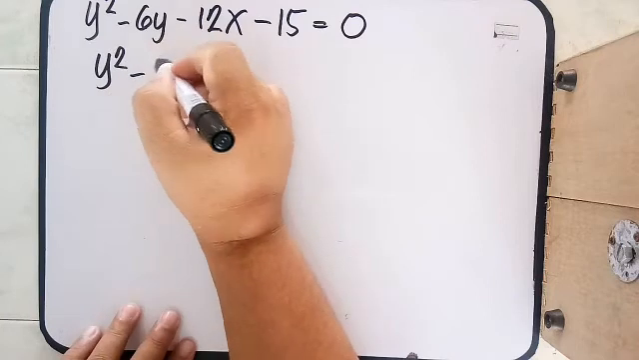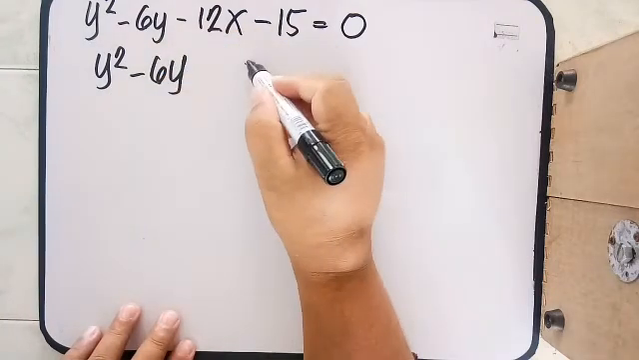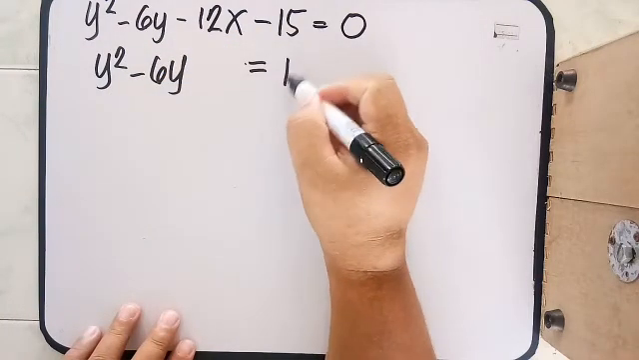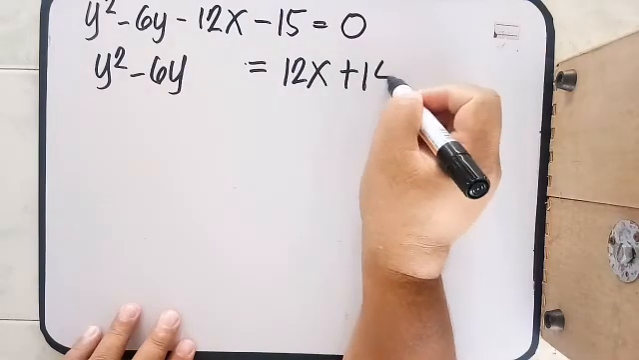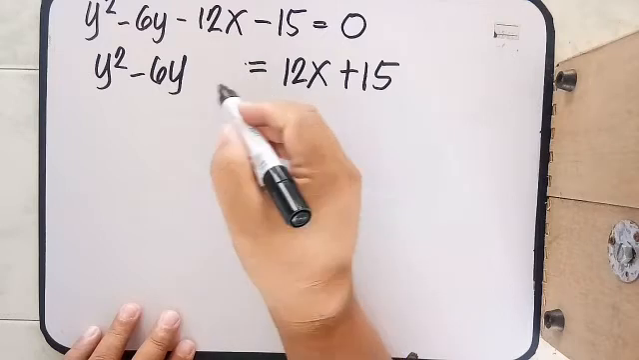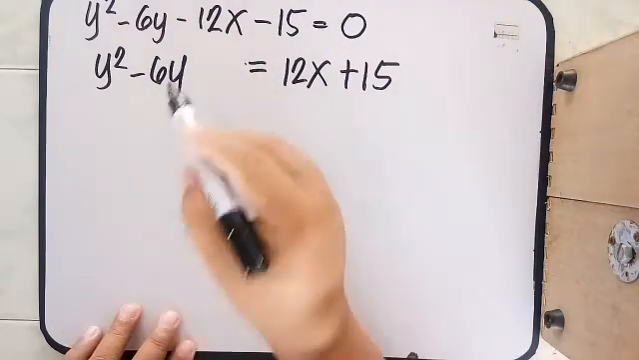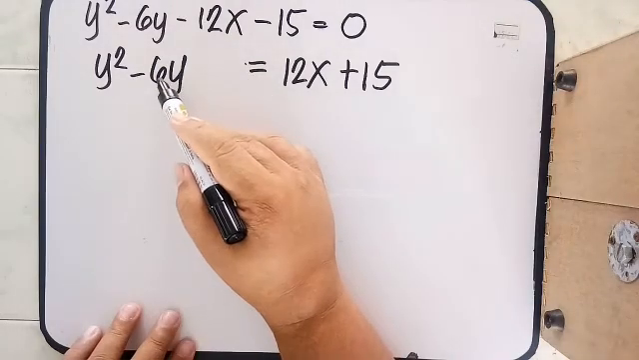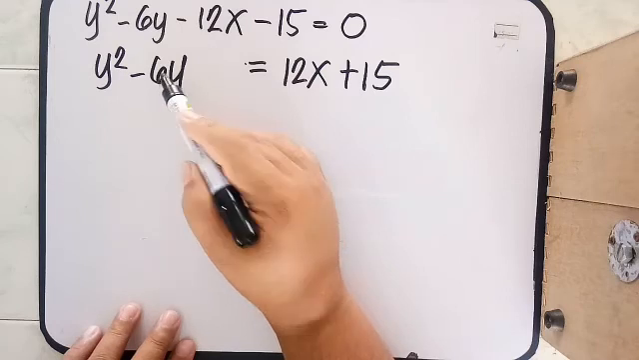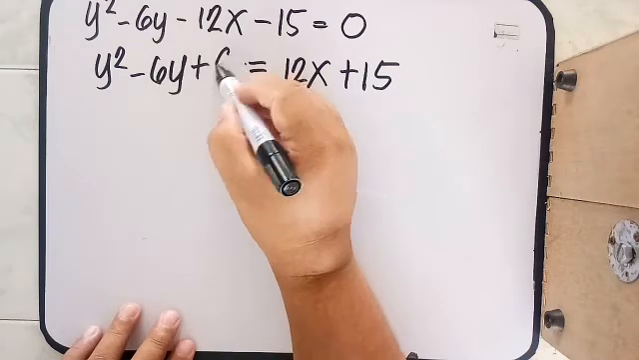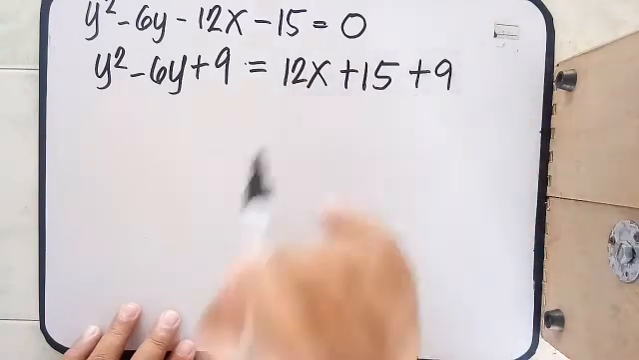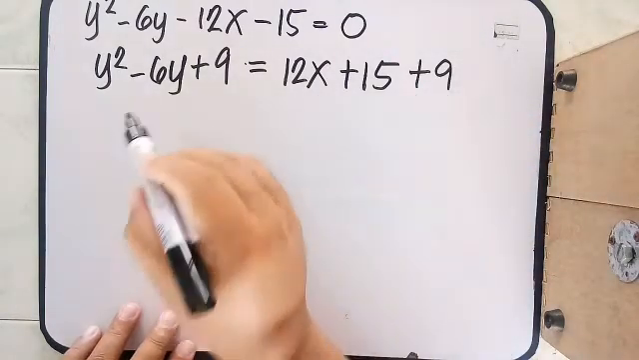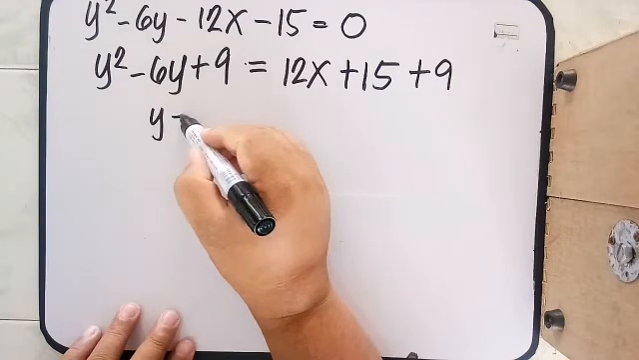Y squared minus 6y is equal to 12x plus 15. And we're going to complete the square on the left side. So divide 6 by 2 will give you 3, and squaring that will give you 9. And we add also 9 on the right side. Then express this as the square of a binomial. So we have y minus 3.